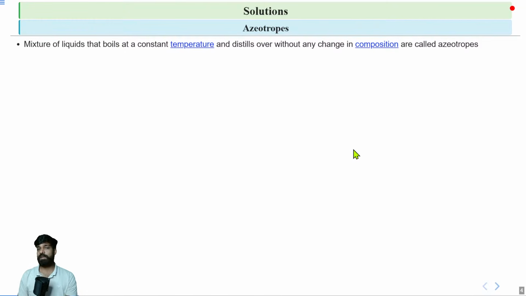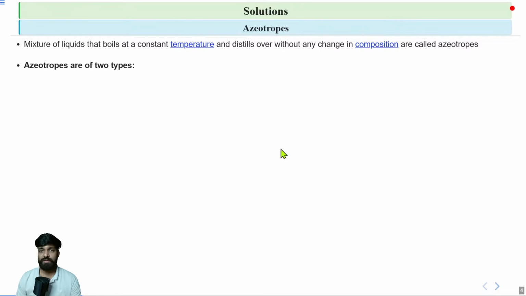So now we will begin with our first topic, which is azeotropes. Now what are azeotropes? When a mixture of two liquids boils at a constant temperature and its composition does not change during distillation, then such mixtures are called azeotropes, and there are two types.